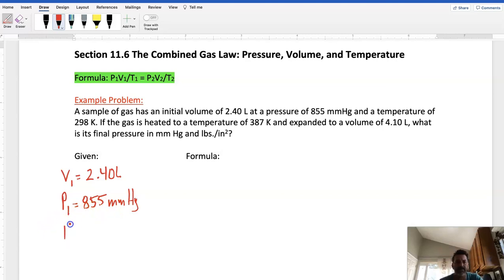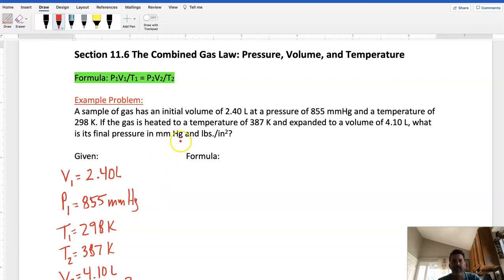And then it has a temperature, T1, of 298 K. So it's already in Kelvin, so that's kind of nice. Don't have to convert. All right, if the gas is heated to a new temperature, which is 387 K, and it's expanded, so now I have a new volume of 4.10 liters. What is the final pressure? So what is my P2?